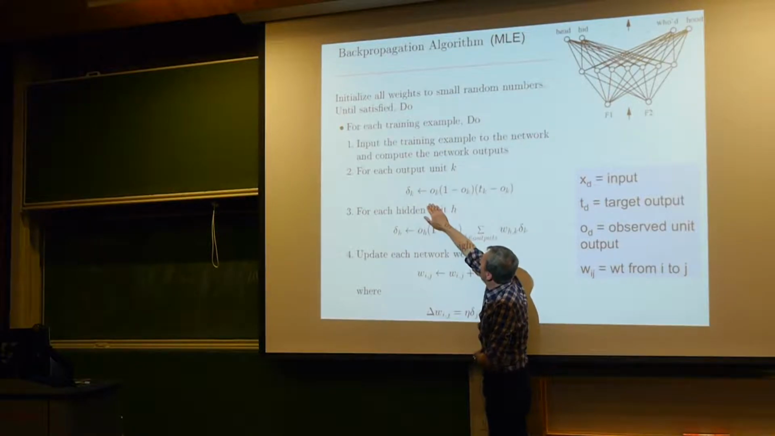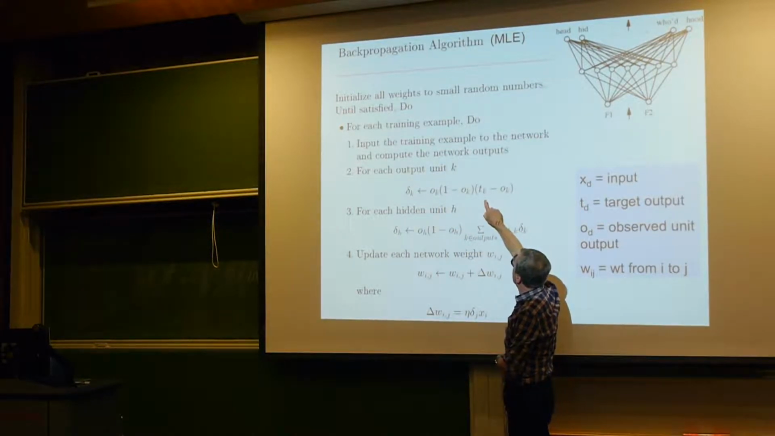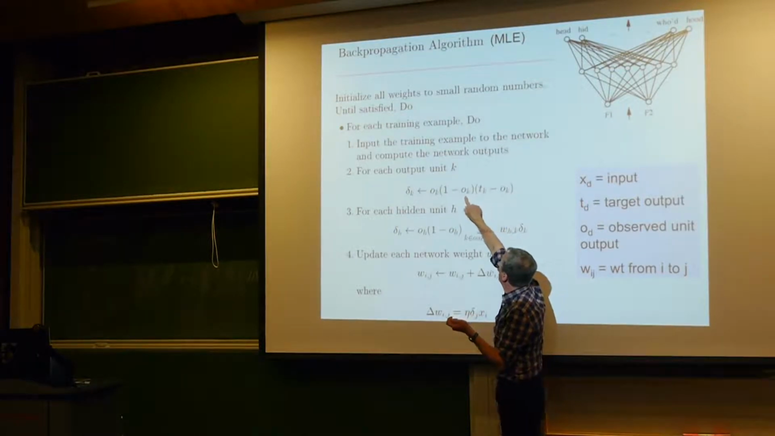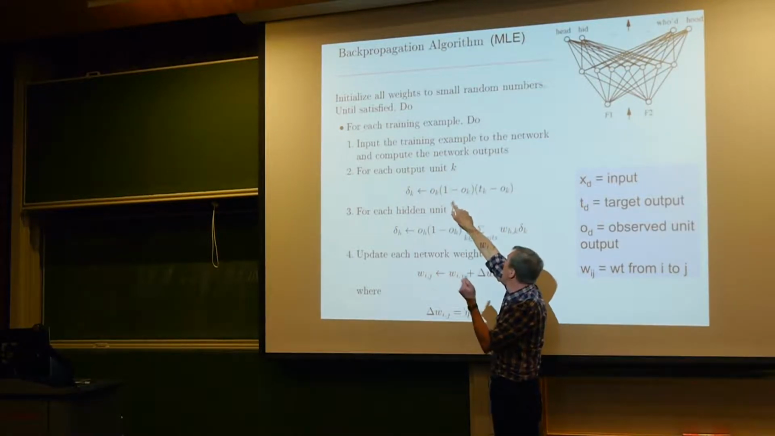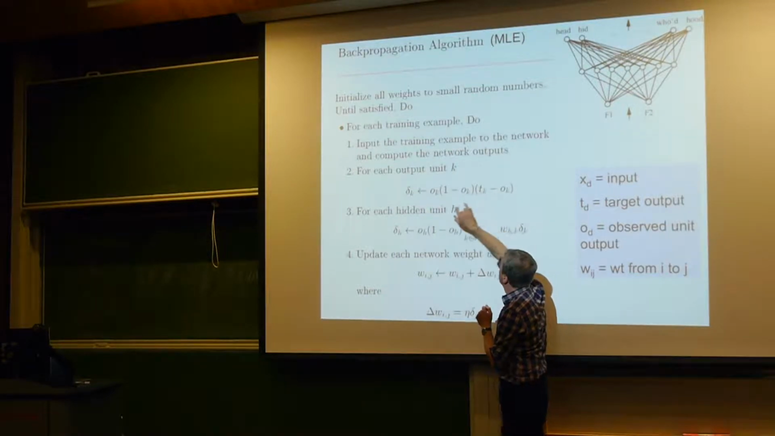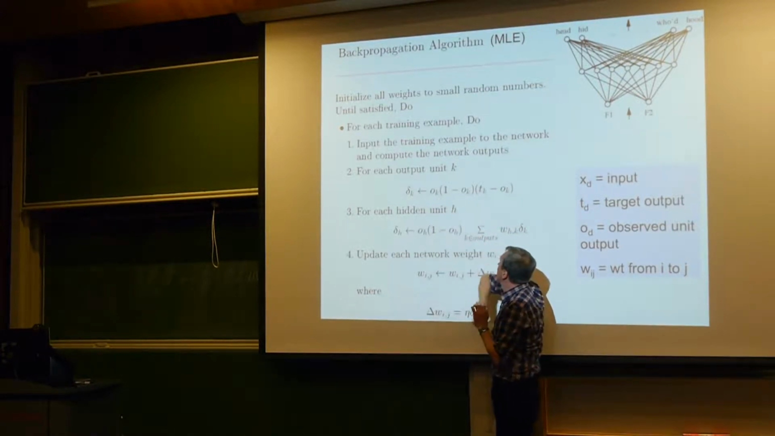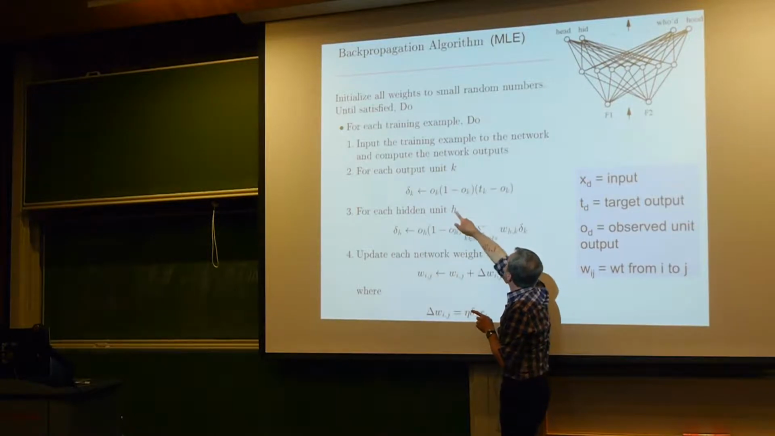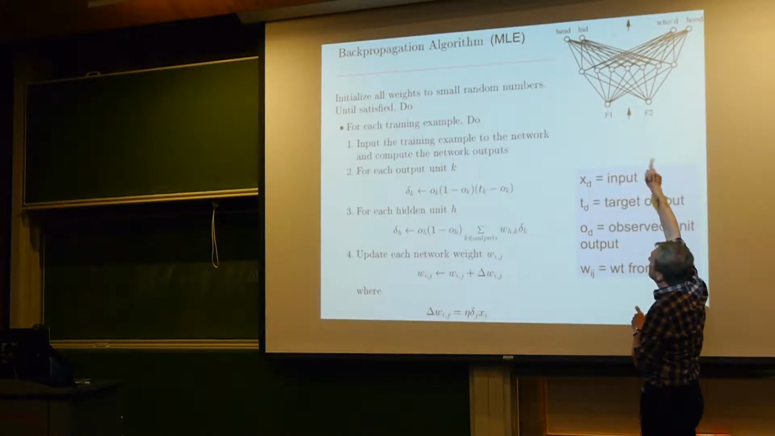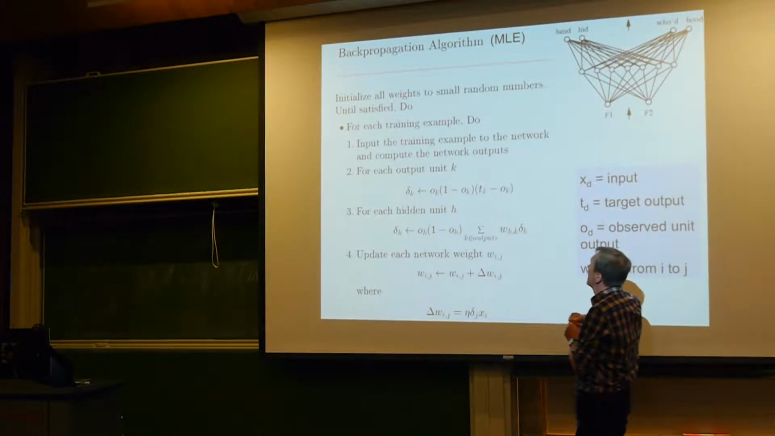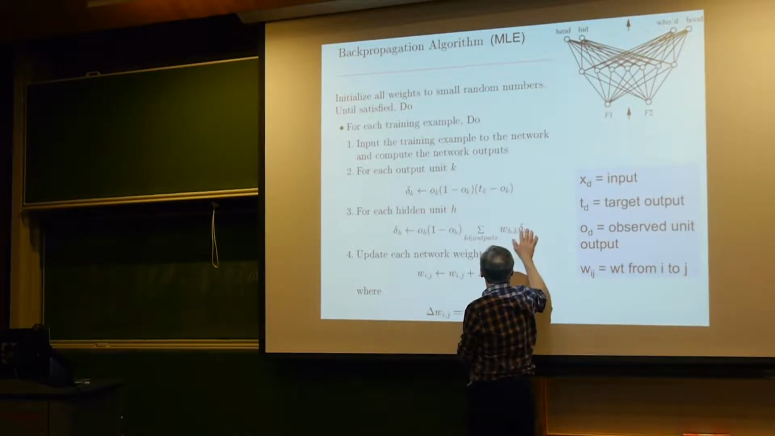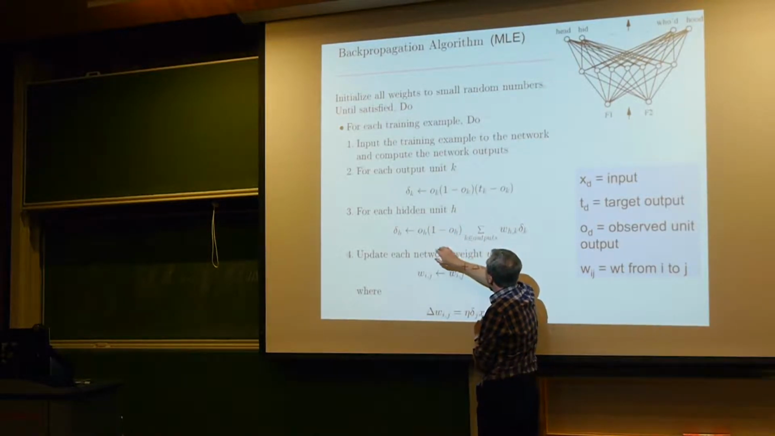You calculate this quantity for each output, where t is the target value, the label that you have, and o is the value computed by your network. And so this is an error times the derivative of the sigmoid function. And then for each of the hidden units, those intermediate level units, there's an update rule that you can see.